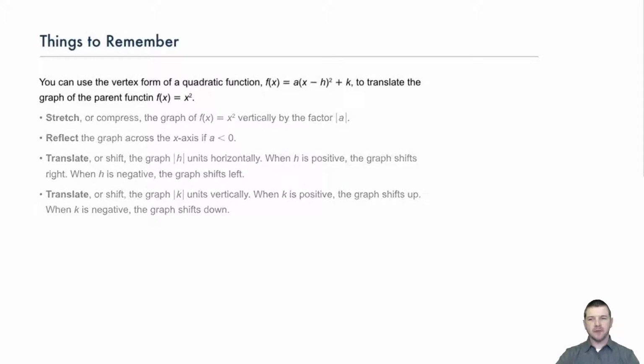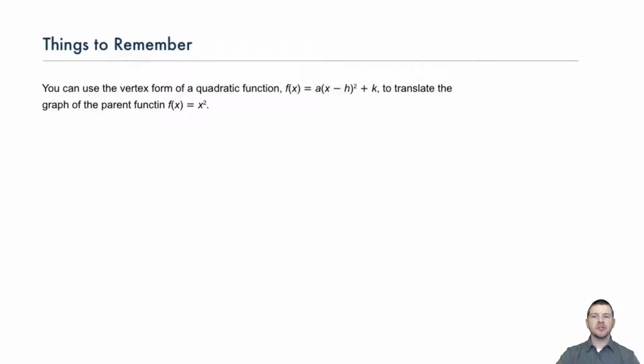And here's a quick review, some things to remember. You can use the vertex form of a quadratic function, f(x) = a(x − h)² + k, to translate the graph of the parent function, f(x) = x². First, consider a stretch, or a compression.